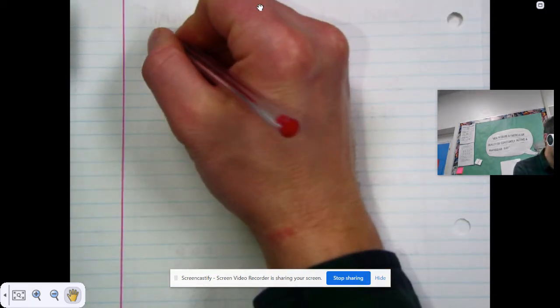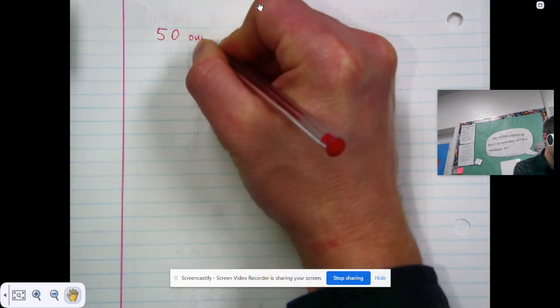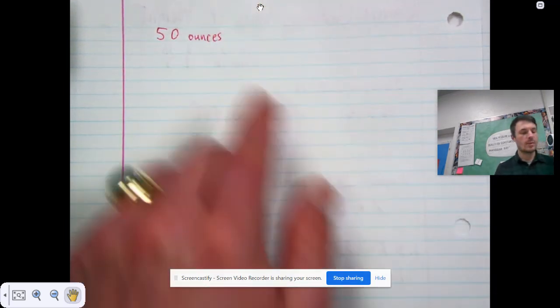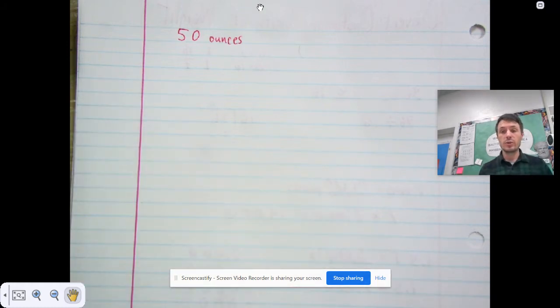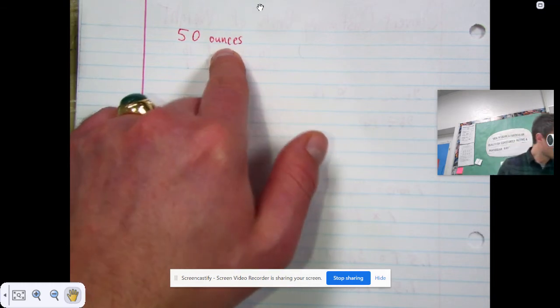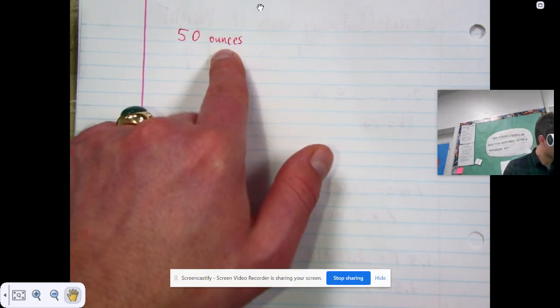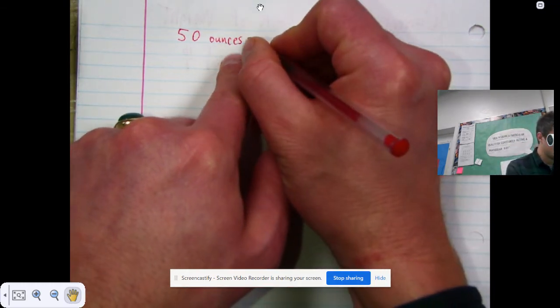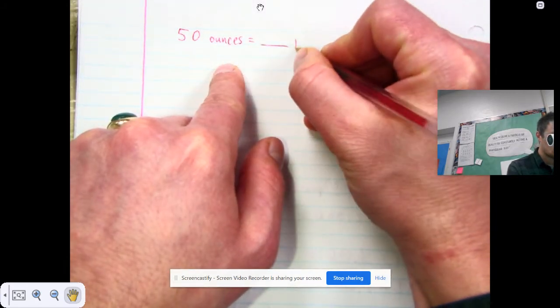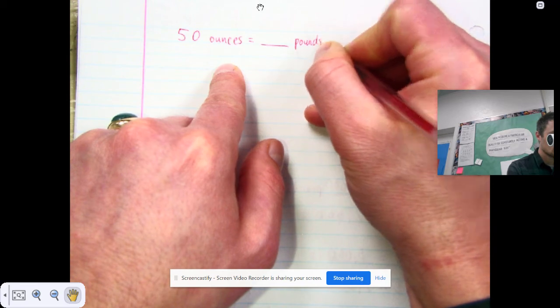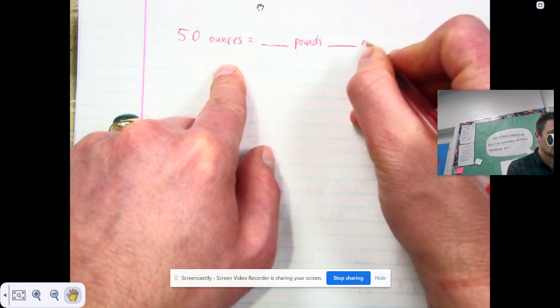Okay, let's do a couple more. Let's say we have 50 ounces. Notice this time I spelled out ounces. On the other page, I used OZ. It means the same thing because OZ is the abbreviation for ounces. Let's do 50 ounces, and we want it in pounds and ounces.